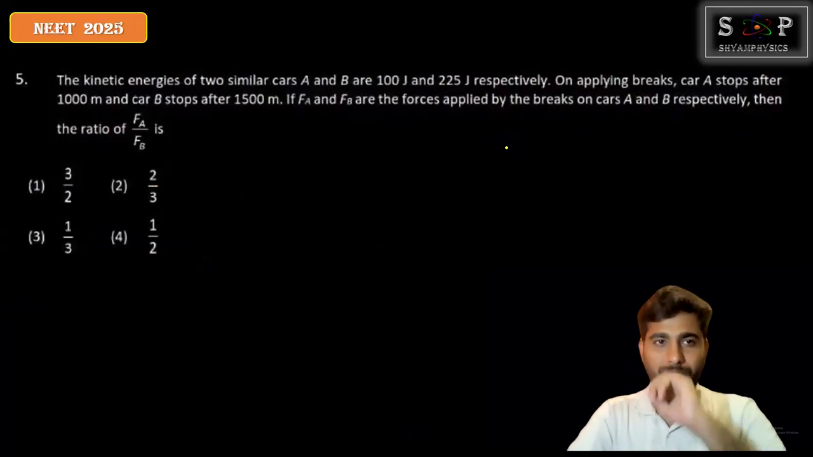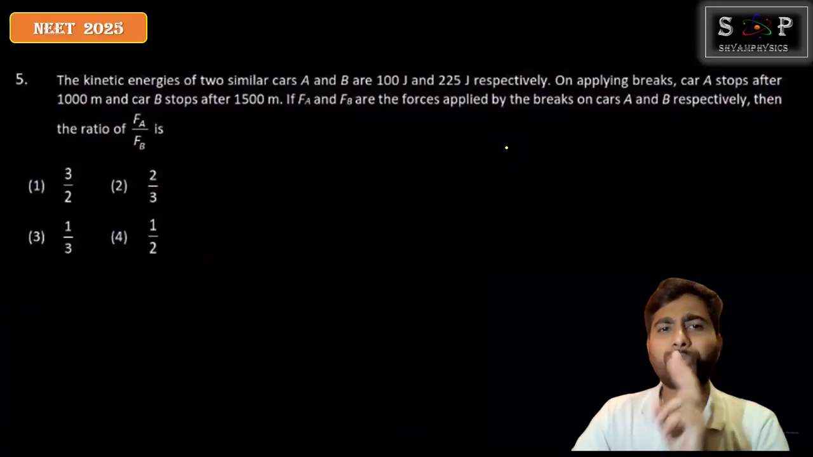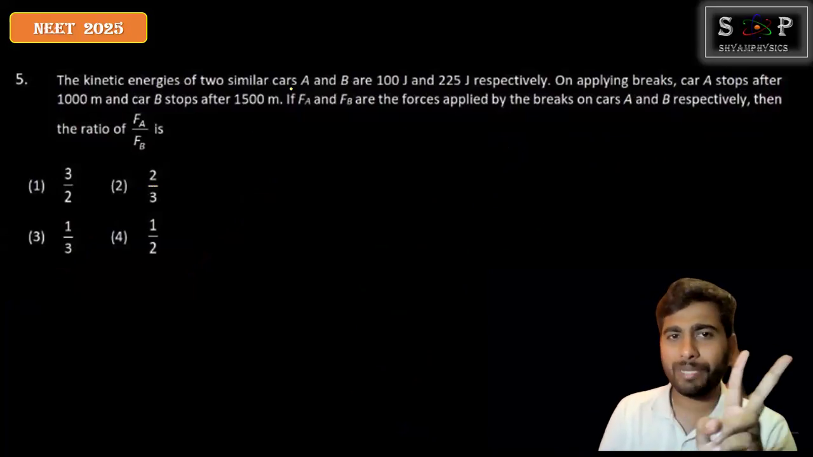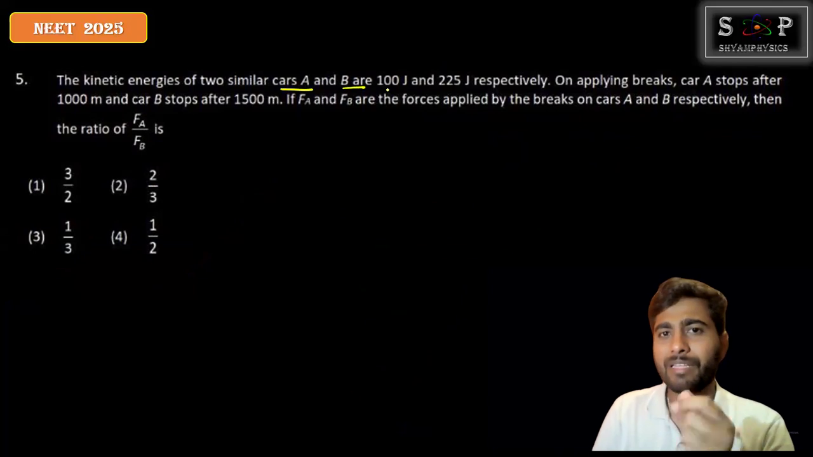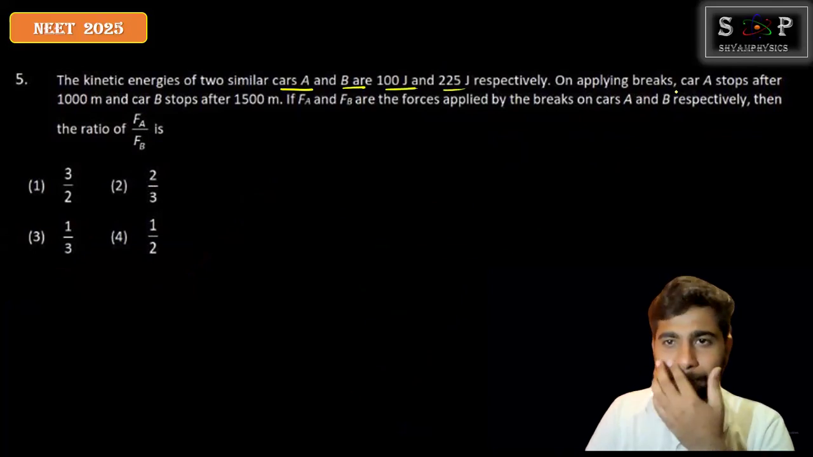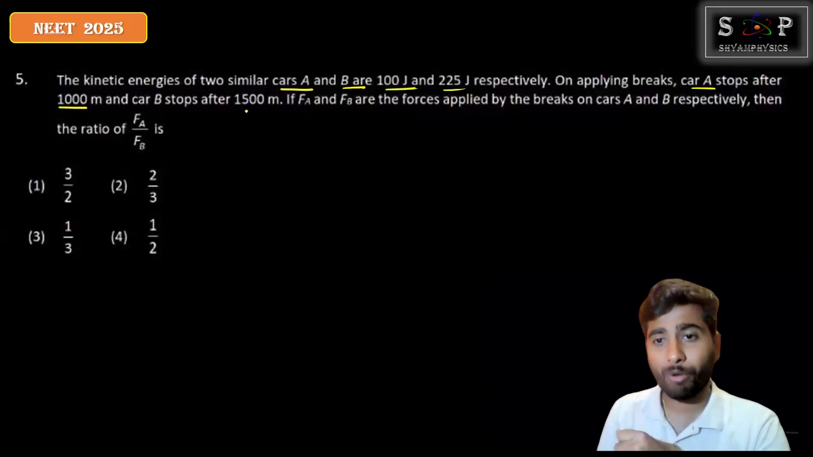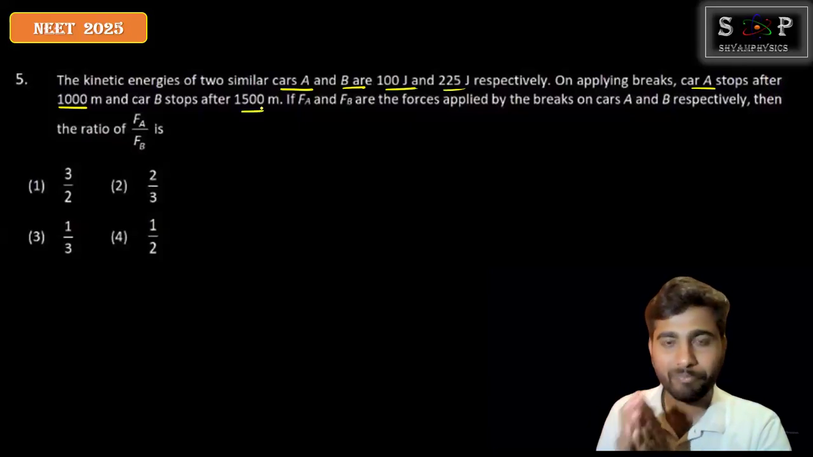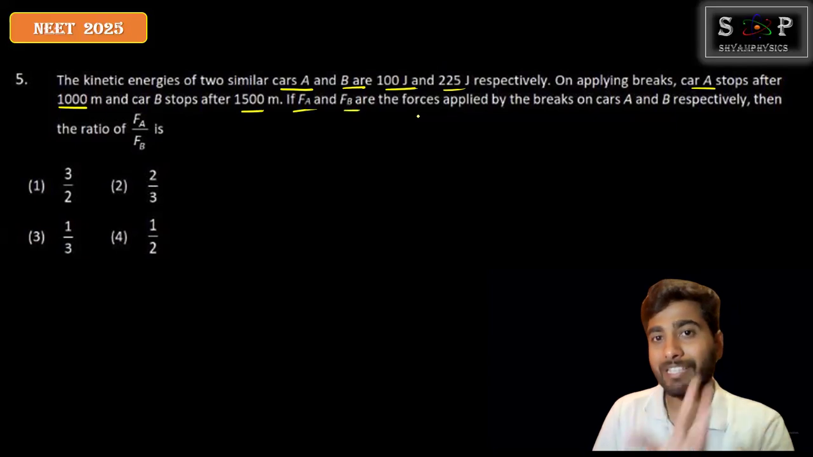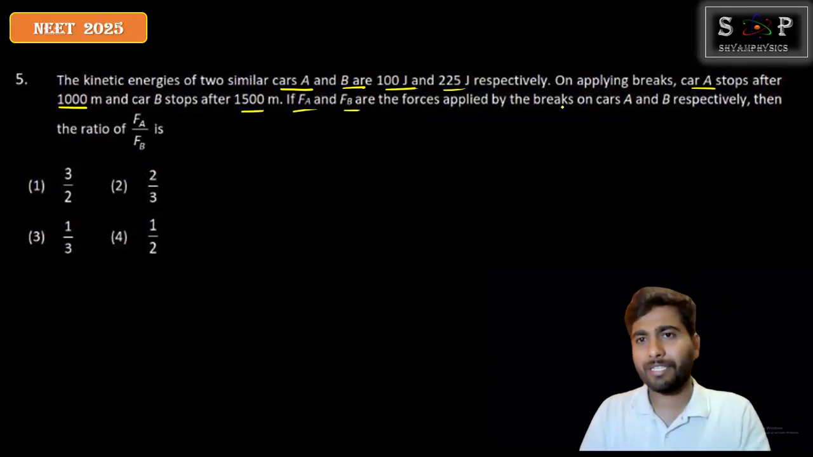Next question. Kinetic energy of two similar cars. Two similar cars A and B, their kinetic energies are given. On applying the brake, car A stops at 1000 meter, car B stops at 1500 meter. The forces applied by each car will be FA and FB. That ratio we need to calculate.